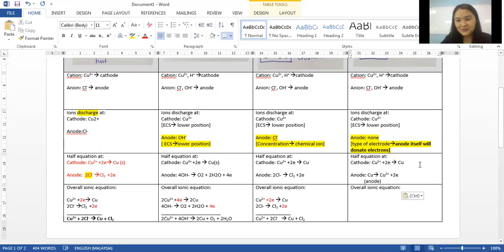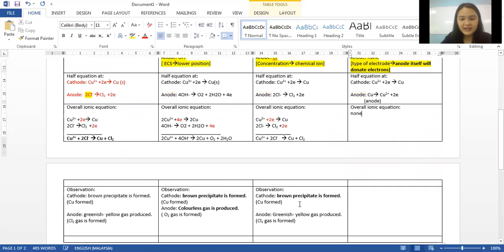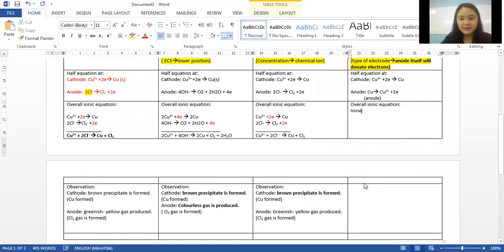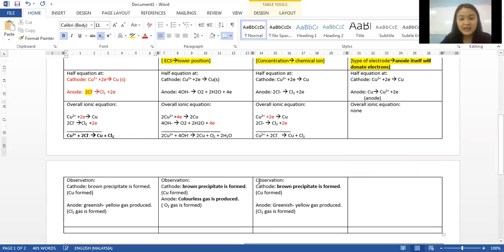Overall means you have to merge these two together. You will realize that if you really merge them, everything will be cancelled off. So for this case, there's no overall ionic equation to discuss. Okay, now, how about observation? What is the observation that I'm able to see at the cathode and anode?